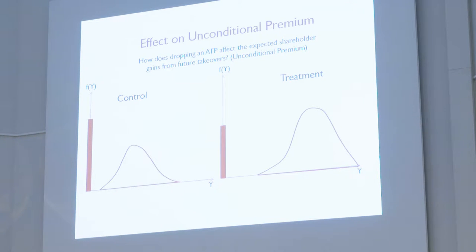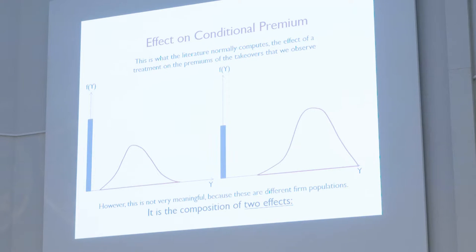Now, what the literature does, not only with anti-takeover provisions, but with most questions, is to look at these two things: the average premium paid for takeovers conditional on a takeover. And you can see that this is a very weird animal, because these two groups of firms are two different populations of firms. They are selected not because the data is bad, because the problem is like that, right? These are not the same population of firms, so how can I compare the premiums paid for these two populations of firms if they are different sets of firms? The beauty of the randomized treatment is gone once you look at premiums.